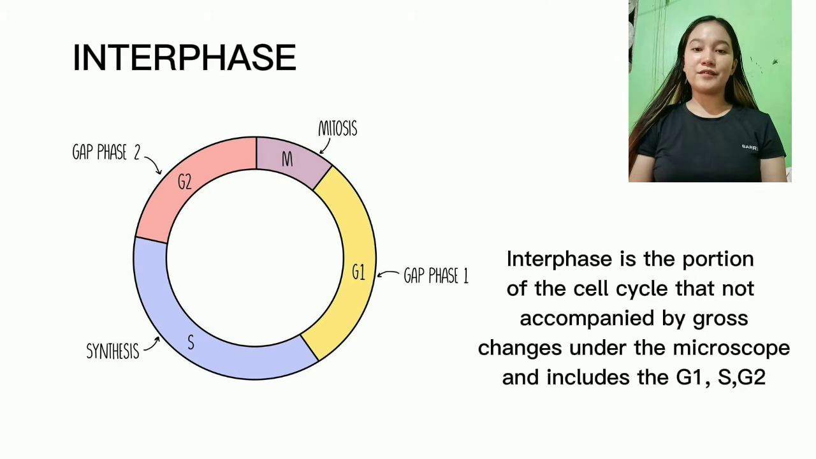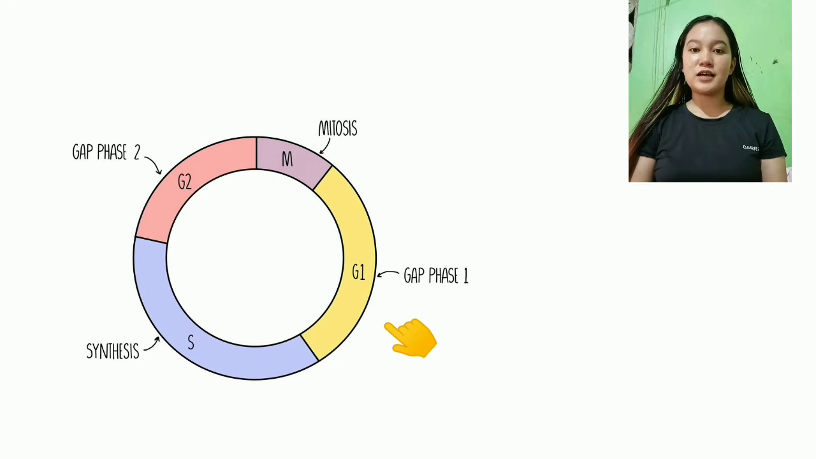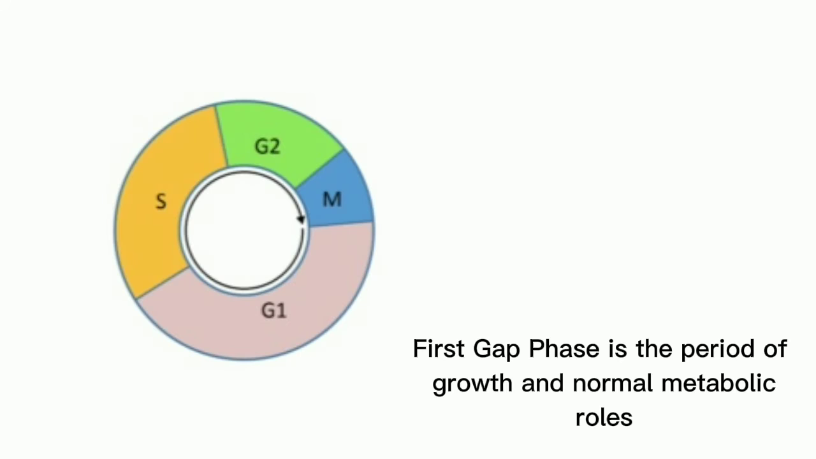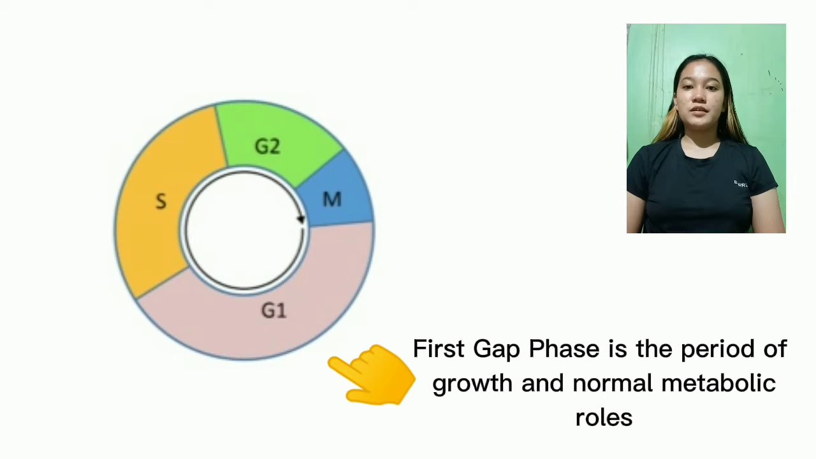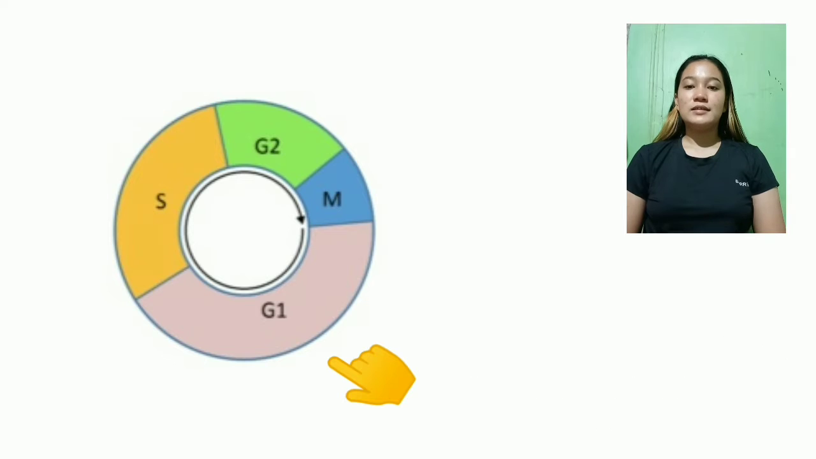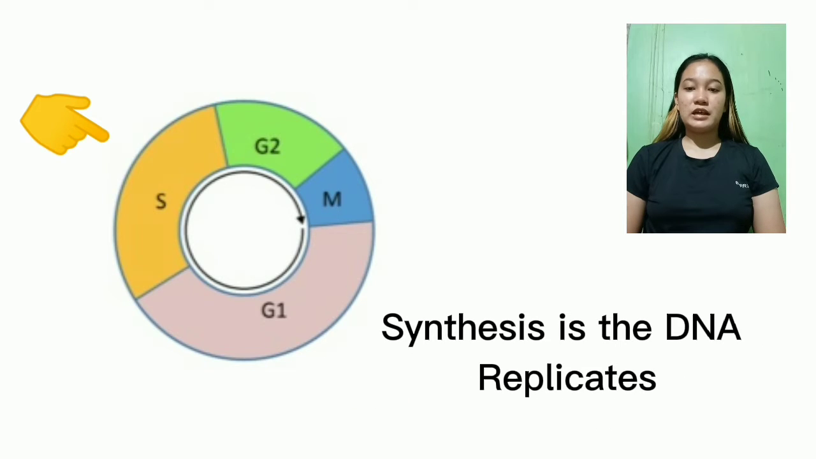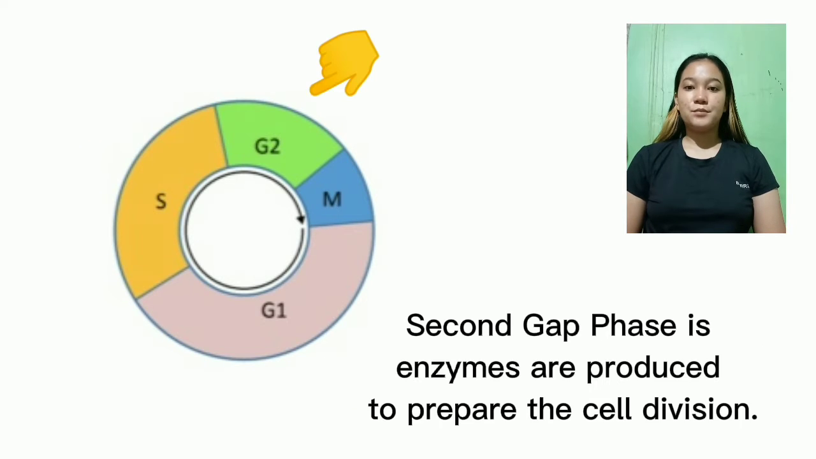Interphase is the portion of the cell cycle that is not accompanied by gross changes under the microscope and includes the first gap phase, synthesis phase, and second gap phase. The first gap phase is the period of growth and normal metabolic roles. In synthesis, DNA replicates. In the second gap phase, enzymes are produced to prepare for cell division.